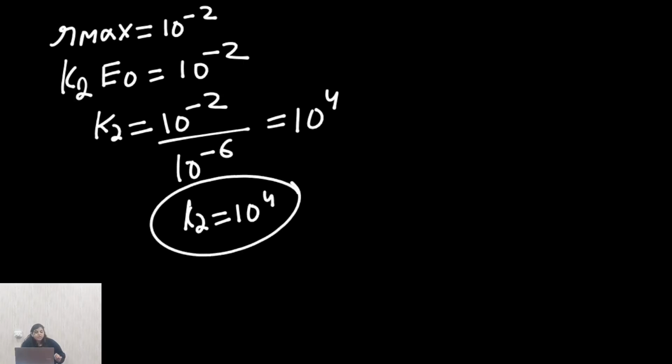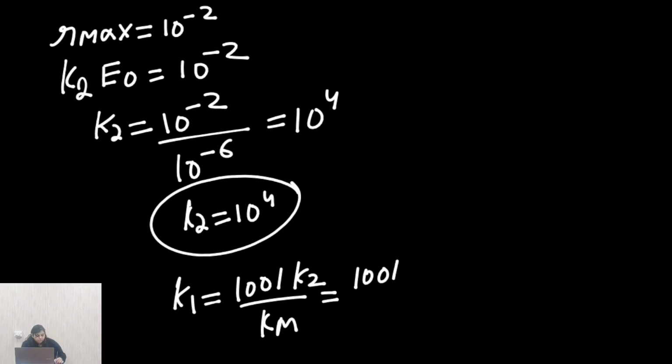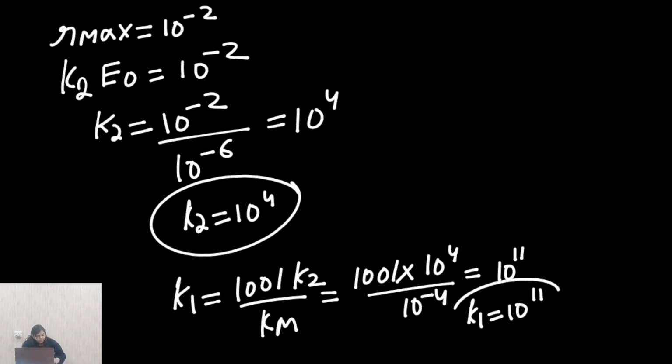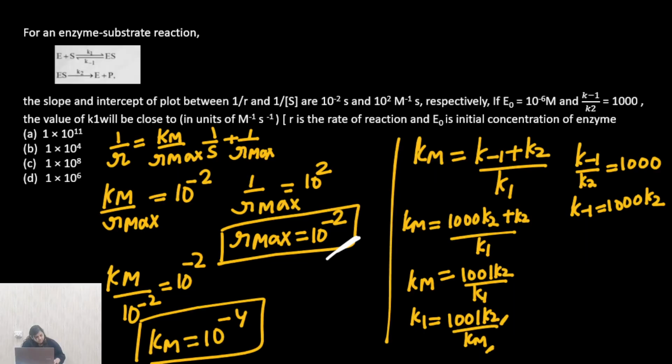Now Km we have, K2 we have, K1 we can find out. K1 was equal to 1001 times the K2 upon the Km. So this will be equal to 1001 times the 10 raised to the power of 4 upon 10 to the power of minus 4. So this becomes equal to 10 to the power of 8, and this is 10 to the power of 3 approximately. So it becomes 10 to the power of 11. So this is the value of K1, equal to 10 to the power of 11, right? So that means the correct answer becomes option A in this case.